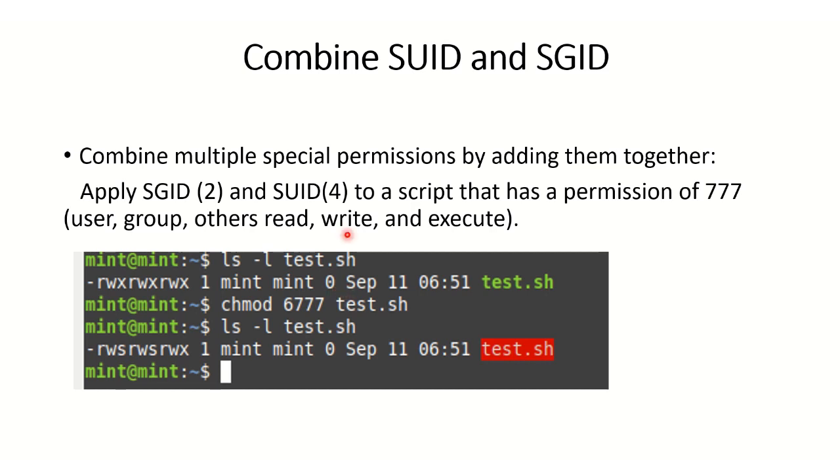You can combine multiple special permissions by adding them together. Now in this example, we combined group ID and user ID together. That means we added 4 plus 2 and made the permission like 6777 that sets user ID and group ID simultaneously on that file.